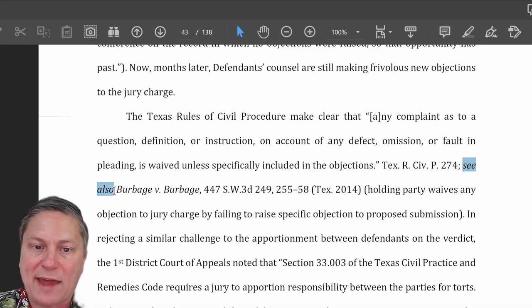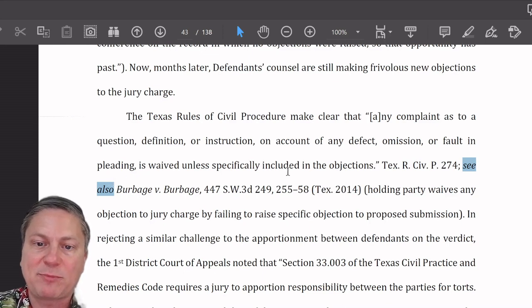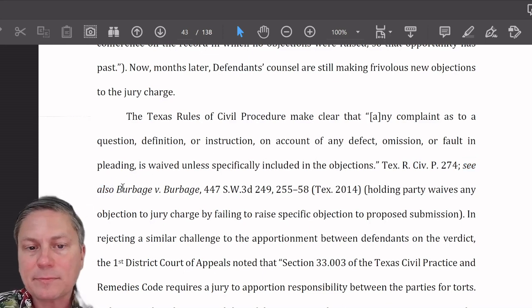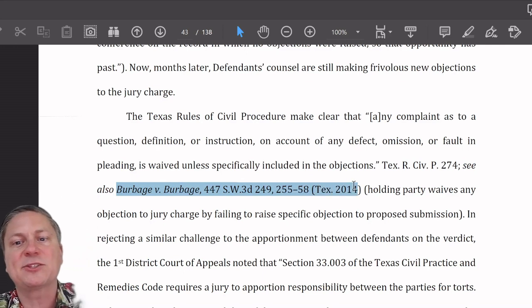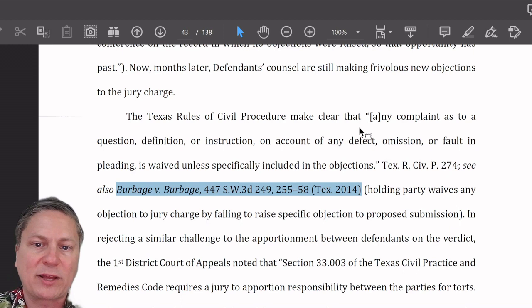See also, what is that? That just says, okay, this is what I'm quoting right here, but also go look at this, because it'll tell you something else that's related to what I'm saying. And then you have a case. And cases are the things that are most commonly what attorneys will cite. I'd say the vast bulk of the things you see cited are this.